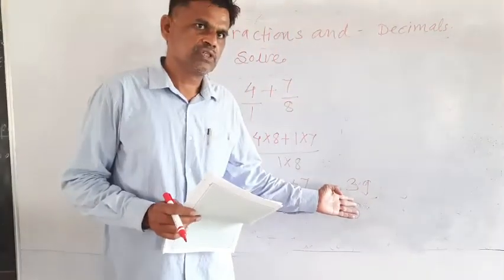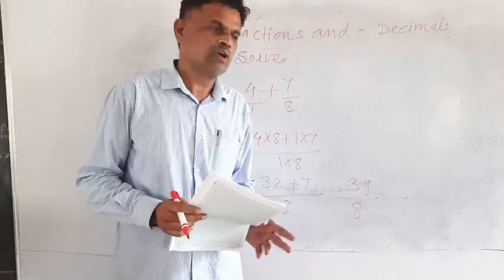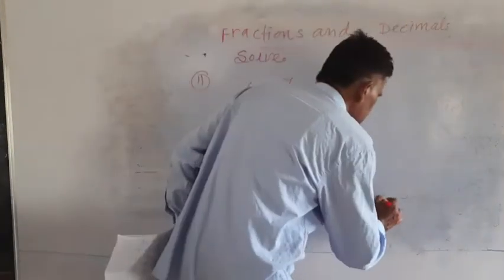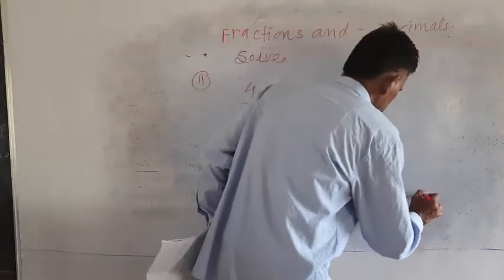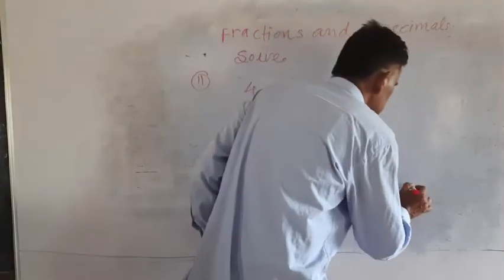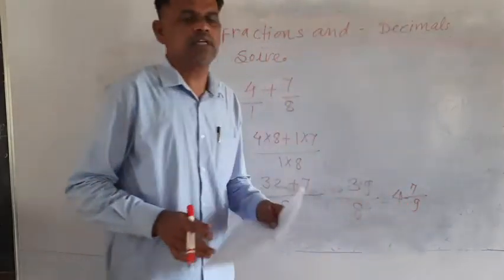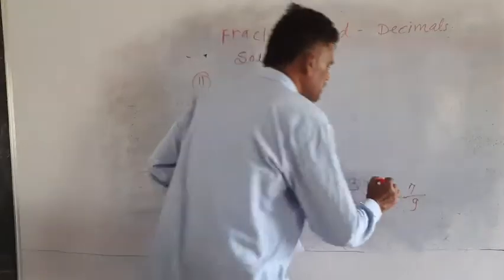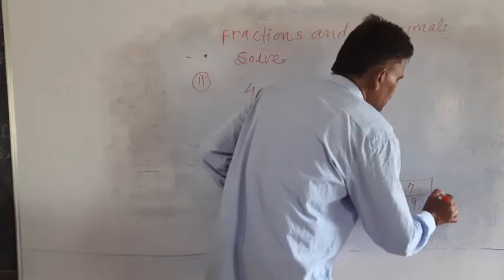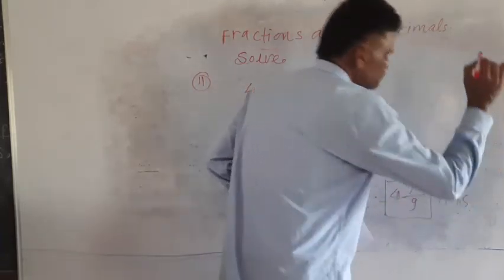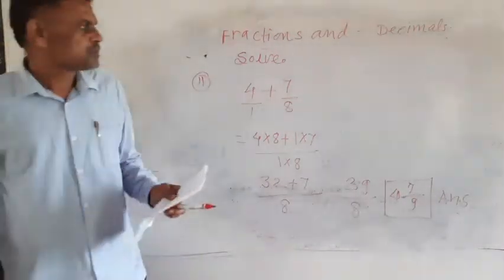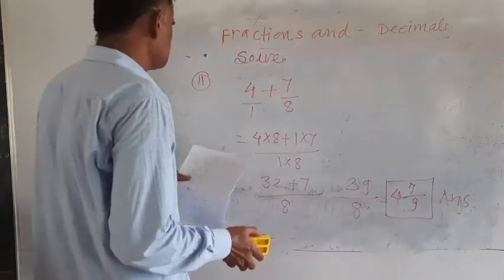This is an improper fraction. Therefore, this can be converted into mixed form. 8 4s are 32, and 7 by 8 is the fractional part. Therefore, our required answer is 4 and 7 by 8. I hope it is clear to you.